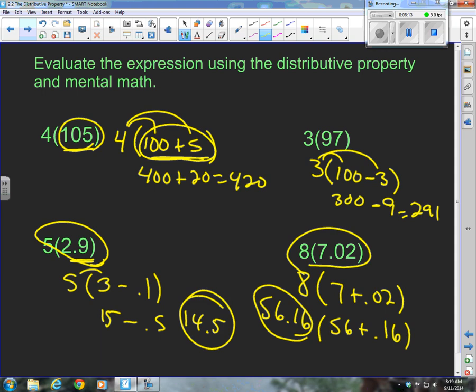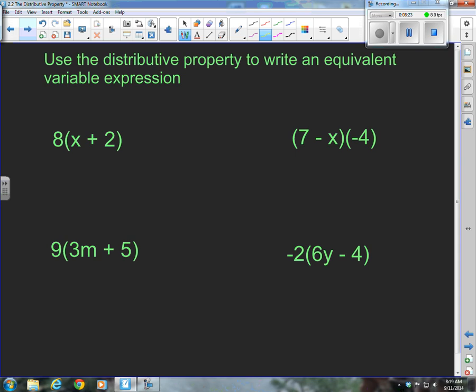We take the number inside the parentheses and we try to break it up into two things that would be easy to do. Sometimes that doesn't work and you have to do something else, but a lot of times it really works. Let's look at when we have to use distributive property.